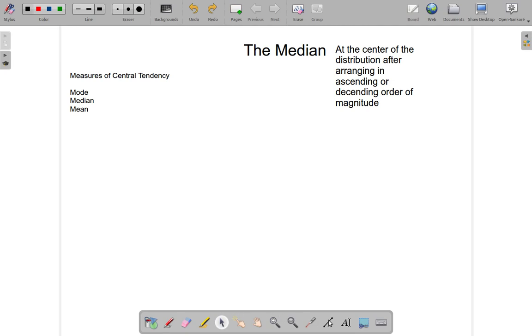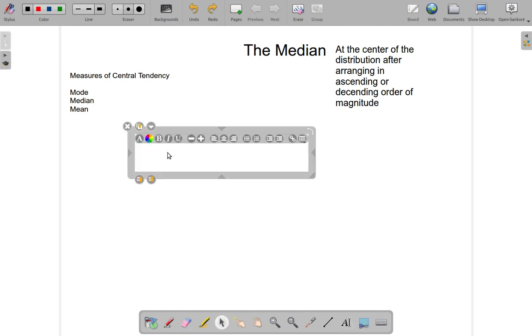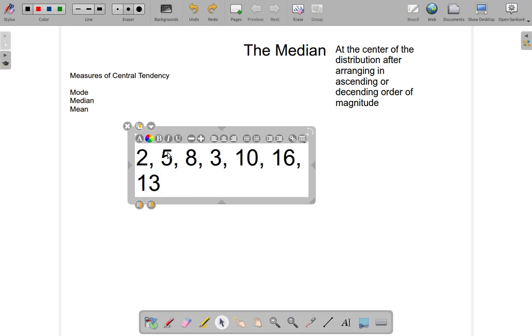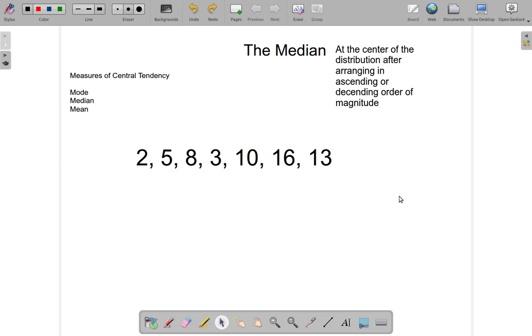Let's look at one or two examples. Suppose you have some numbers here. You have 2, 5, 8, 3, 10, 16, 13. All right, what is the median?